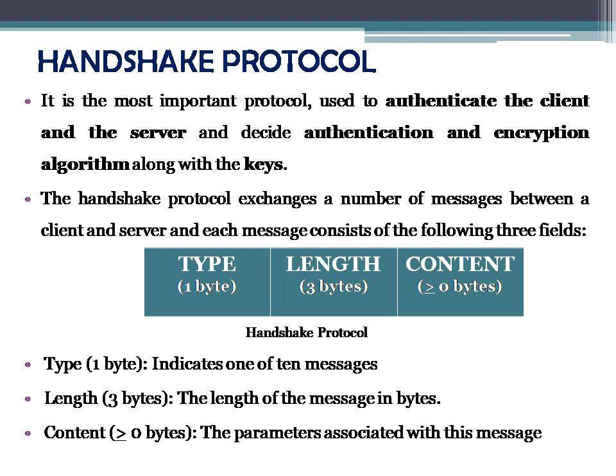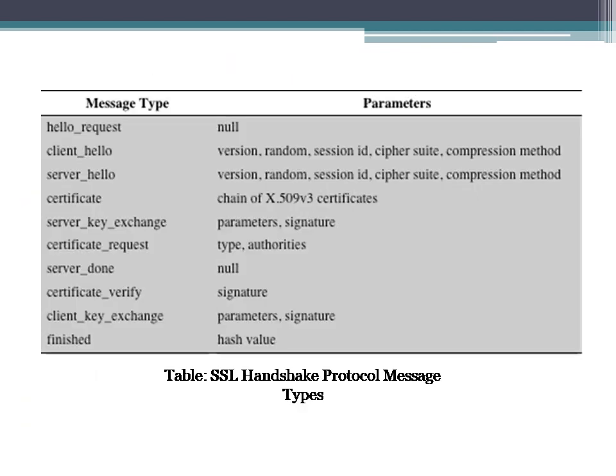Now these messages are present in the next slide. As and when we go to the next slide, I shall discuss them. Moving on, the next field is the length field, which is of 3 bytes and represents the length of the message in bytes. Lastly, the content field contains the parameters associated with the message, which is as shown in the table in the next slide. As I mentioned in the previous slide, these are the message types and parameters of fields 1 and 3 of the handshake protocol message respectively.